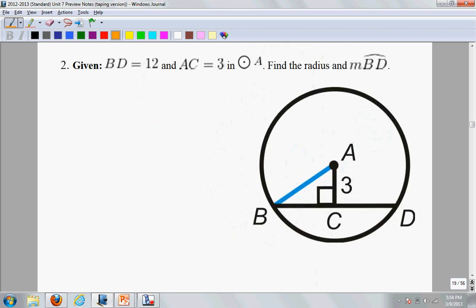Now you're going to do one problem completely by yourself. I'm going to set the timer for 2 minutes, and you are going to solve, find, and do everything you can to solve for what's being asked for in this diagram. Ready? 2 minutes on your own. Go.